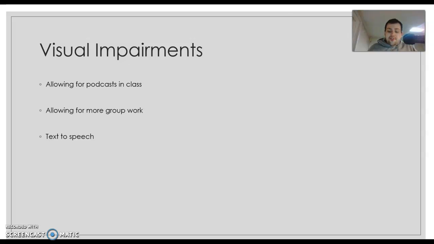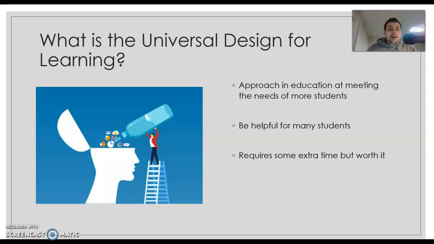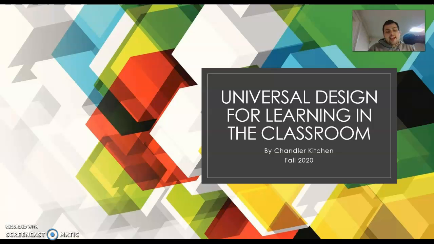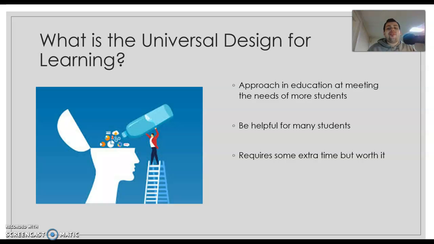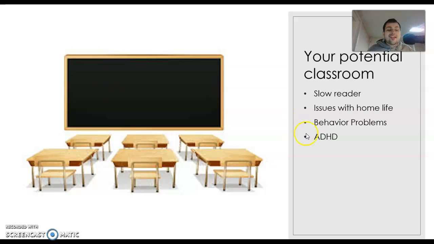So that is a few of the learning barriers that I wanted to talk about today, and the universal design for learning in the classroom, and how we as educators can be more individualized for our students. The universal design for learning, once again, is an approach in education at meeting the needs of more students, and how we can impact all of our students in our classroom.